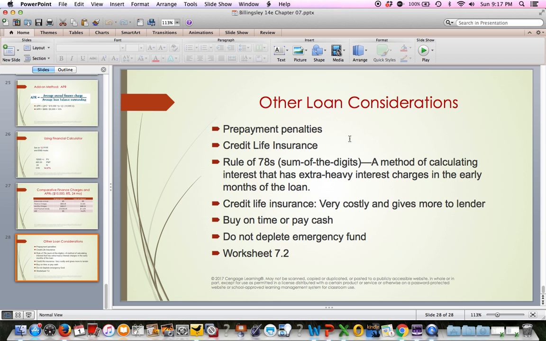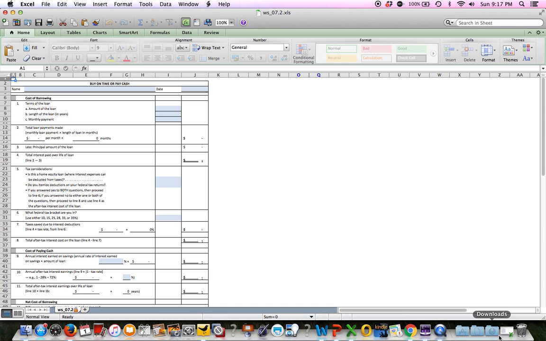Then consider using worksheet 7.2, which I have open, and you'll be using this one for your second Cengage problem for Chapter 7. You can see it says, should I buy on time or pay cash? This gives you some information to help you figure that out. It will walk you through the steps to do that, and you'll be doing one of these to help you do Cengage for Chapter 7.